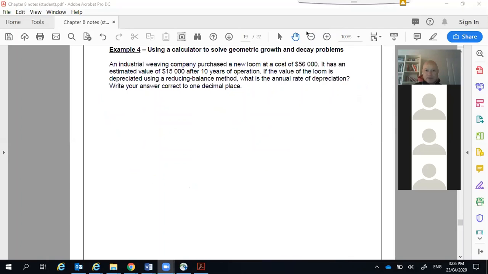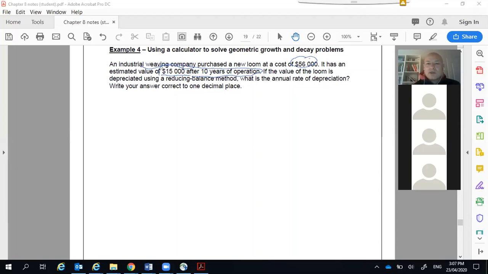Example 4. An industry weaving company purchased a new loom. Even if you don't know what a loom is, it doesn't really matter, but it's a machine that has thread running through, right? It costs $56,000 and has an estimated value of $15,000 after 10 years of operation. So they give us a point like here.